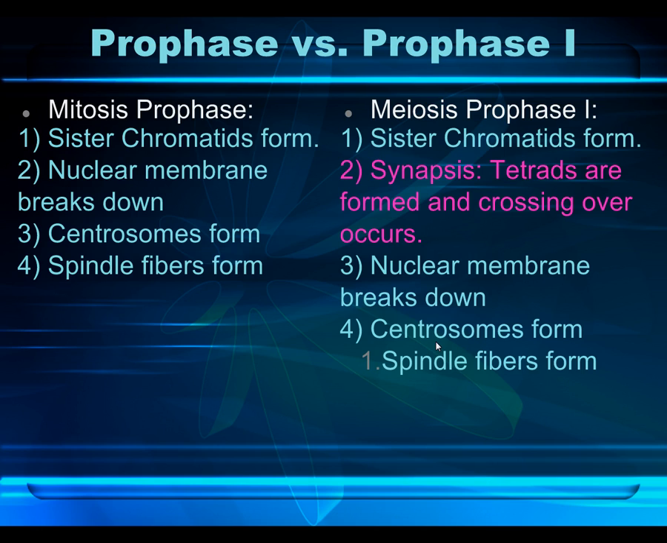The difference for meiosis in Prophase I is this thing called synapsis and tetrads. Go ahead and write this down. Synapsis occurs, and that's a process. So synapsis is a process that happens. Tetrads are formed and crossing over occurs. Crossing over is also a process, but tetrads are a physical thing. So let's talk about those.